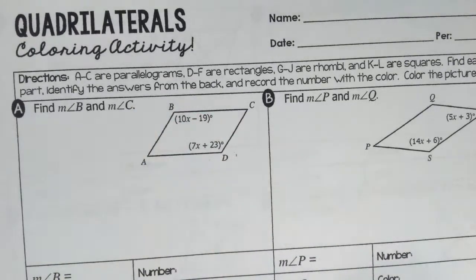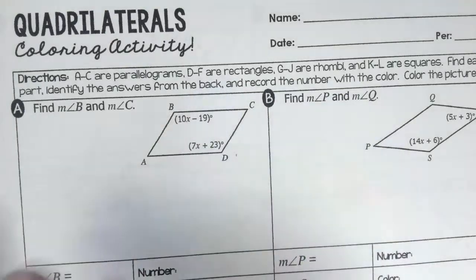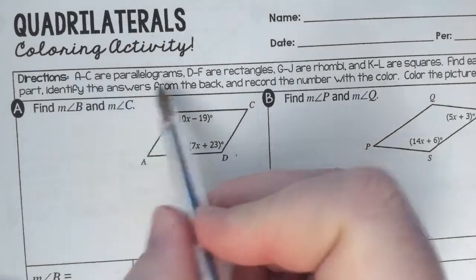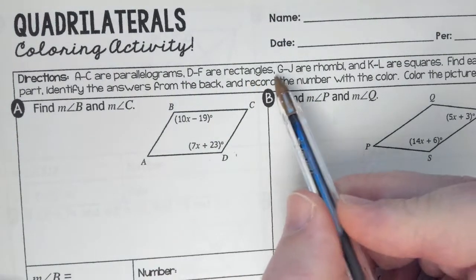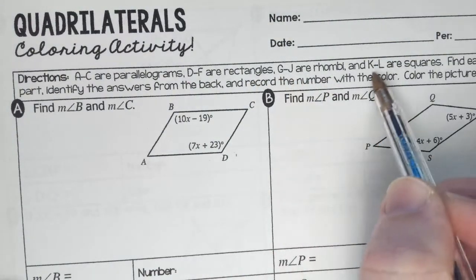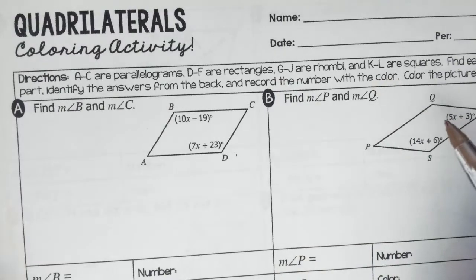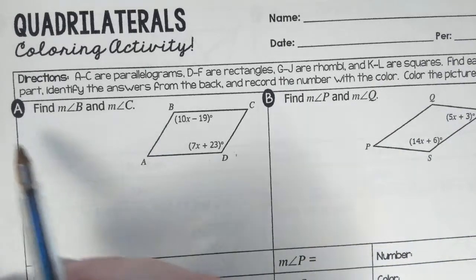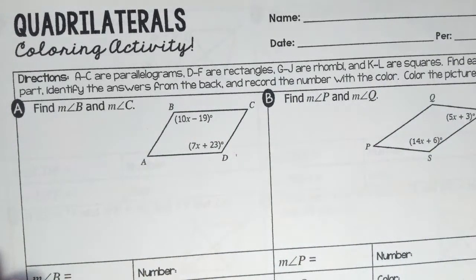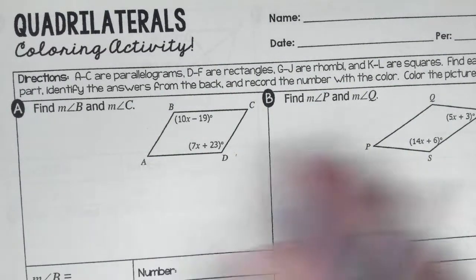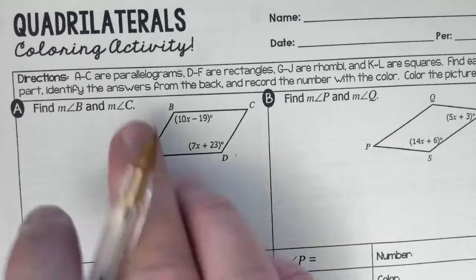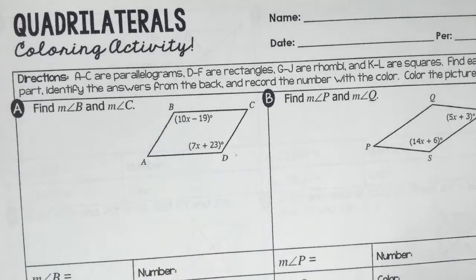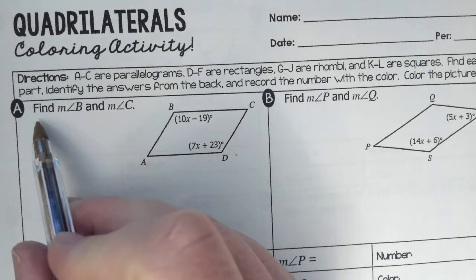All right, so here we go. Up here at the top, be mindful that they said A through C are parallelograms, D through F are rectangles, G through J are rhombi, and K through L are squares. So before you start, you might want to write rectangle, parallelogram, whatever you want next to everything. So the first three questions, A, B, and C, are going to be parallelograms.